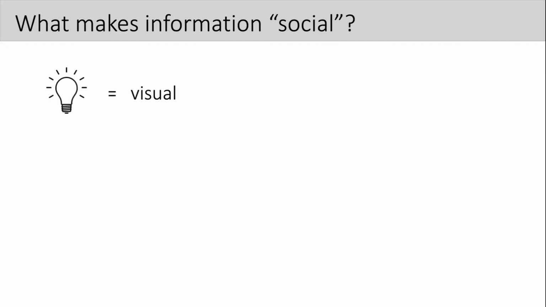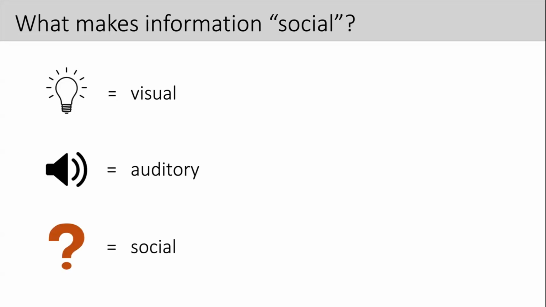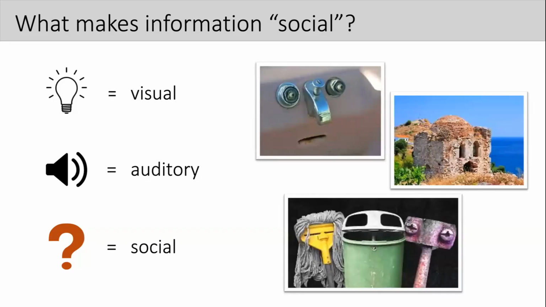So this is in contrast to visual information. We can say any stimulus that contains light is a visual stimulus. Any stimulus that contains sound is an auditory stimulus. But what makes a stimulus social, right? And how might this vary for different individuals or different groups? There's a lot of interesting edge cases, right?